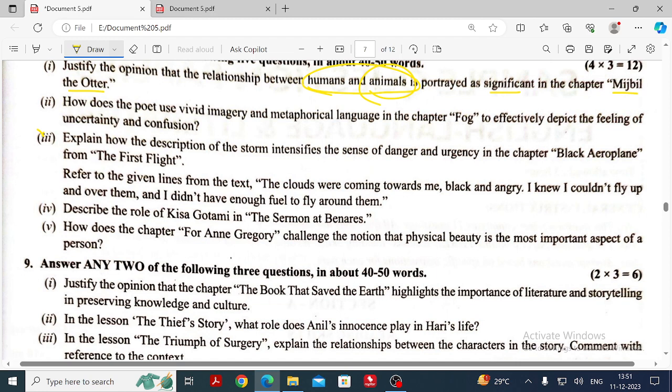And next to that, see the next question. In the morning we discussed the word vivid. Vivid means what, my dear? Clear, right? See the question: How does the poet use vivid imagery and metaphorical language? In the morning we also discussed the same. Metaphorical language, in which poem did we discuss it, my dear? The Ball Poem, right?